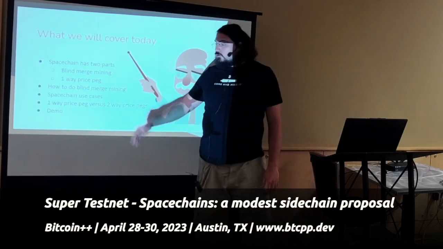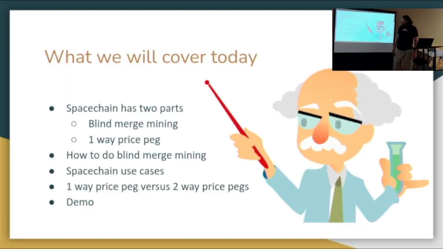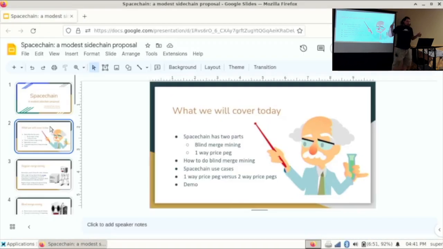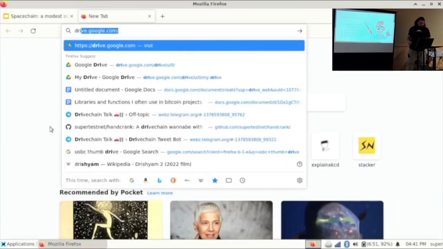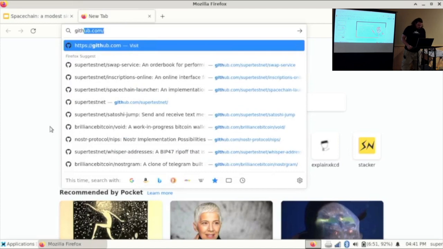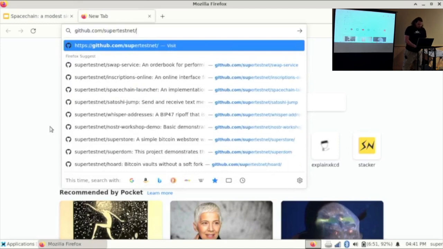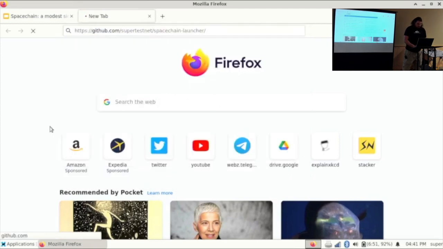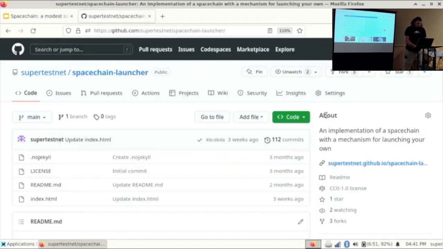We're going to discuss some potential use cases for these things. And then we're going to do a comparison of what we mean by a one-way price peg with other sidechain models that use two-way price pegs. And then I'm going to do a demo. And we're going to actually launch a space chain together. And in fact, I'm just going to go and show you guys that part first, so that you can follow along when we get to it.